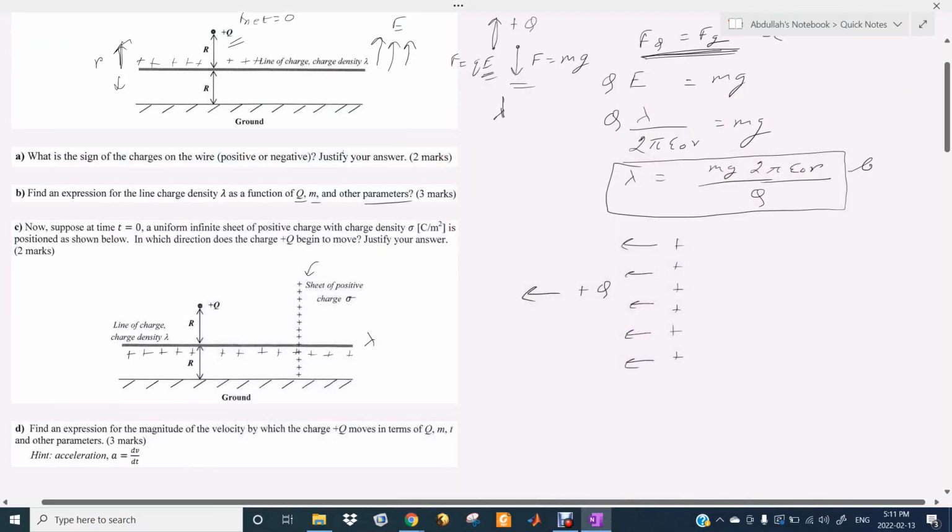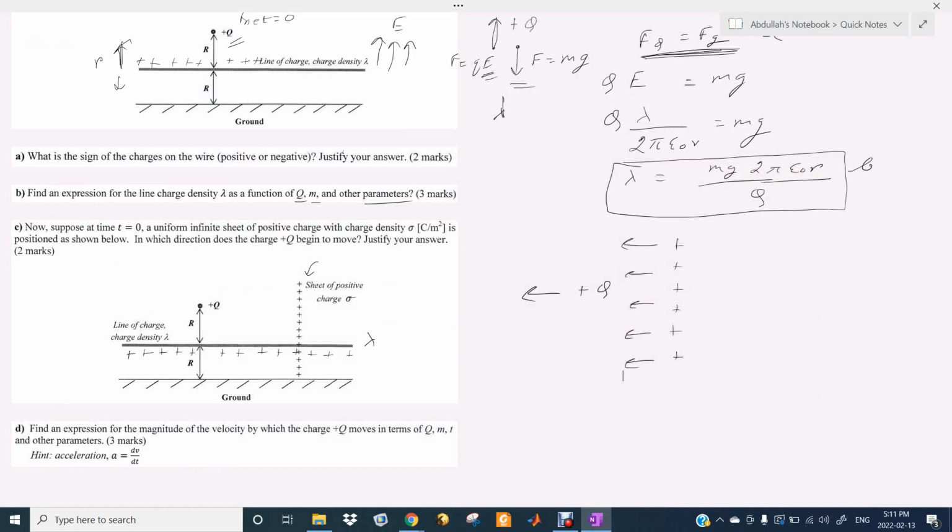And what's the electric field for the sheet of charge? Can anybody tell me?